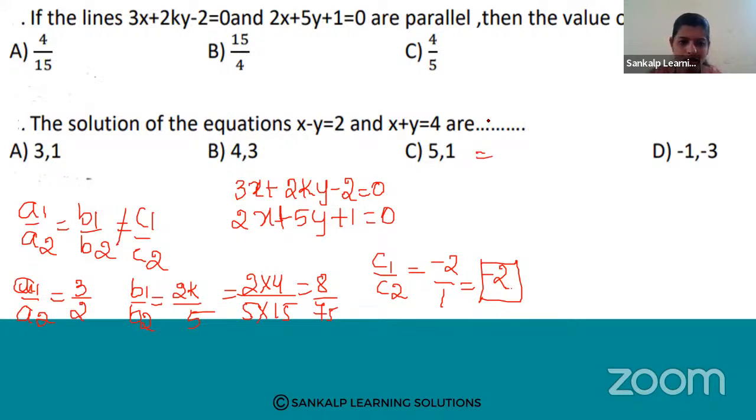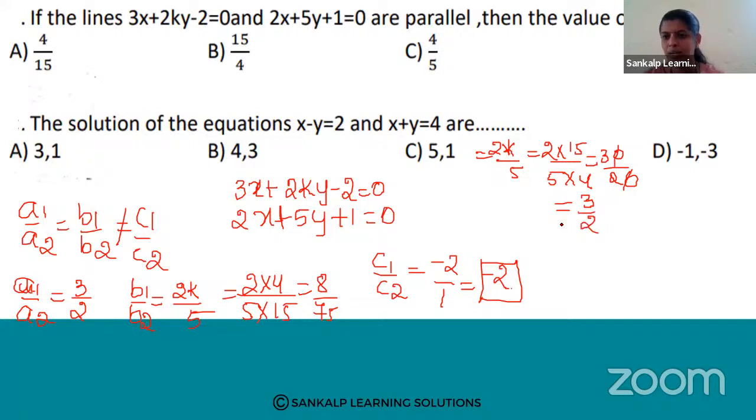Here I will do 2k divided by 5. 2 into 15 divided by 5 into 4. That is 30 divided by 20. The 0s get cancelled. Finally, you will get 3 divided by 2. So we want this result, right? Therefore, option B is right. If you want, you can check with the other option.